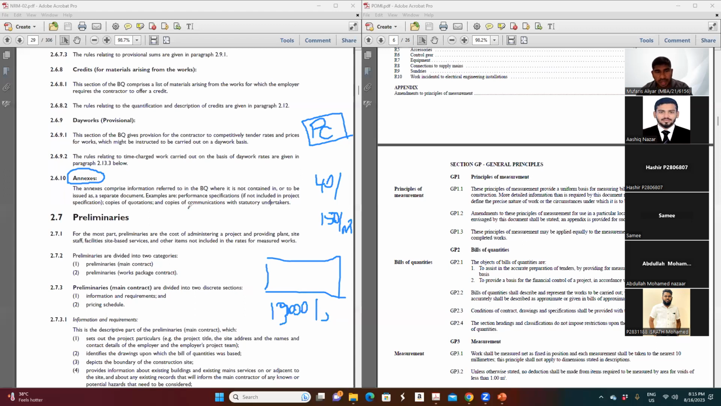Also, they said here communication with the statutory undertaker. So in concern of the authorities, you have dealings with the authority. There are so many documents along with the authorities. So you can put those also as part of the annexes. All these documents are to be read and understood by the contractors during the pricing. That is the purpose the annexes are used for.